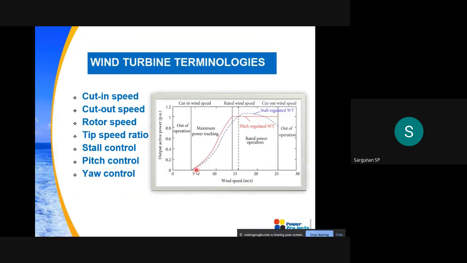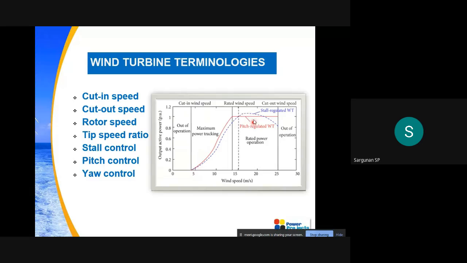Here you can see, if we go with a stall regulated wind turbine, I will tell you what pitch regulated and stall regulated are. In the stall regulated wind turbine, the wind speed will increase to a particular point, say around 16 meters per second, and after that it will reduce. Even though the wind speed increases, the wind generation will get reduced. Here in the y-axis is the active power generated, so the active power generated by the wind turbine will get reduced after a particular speed.